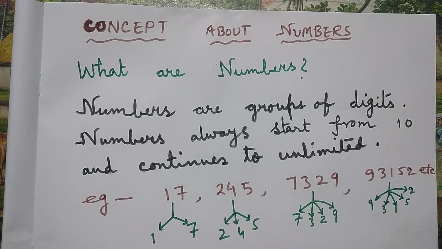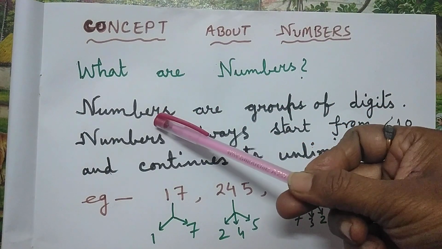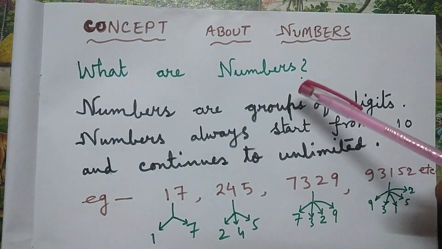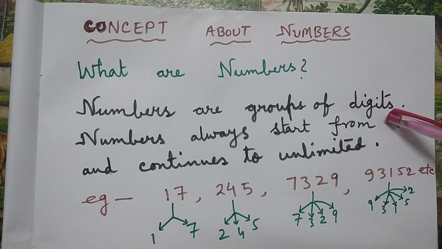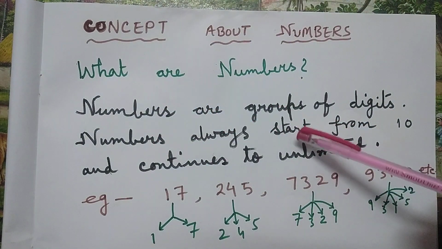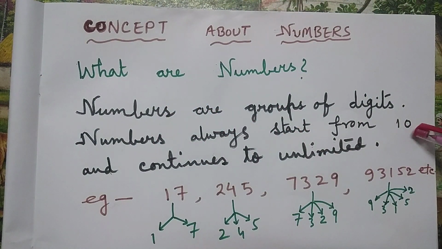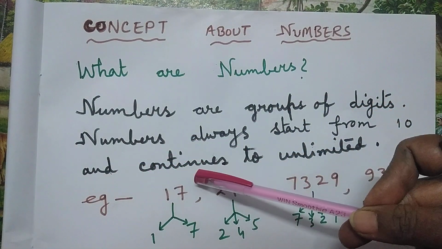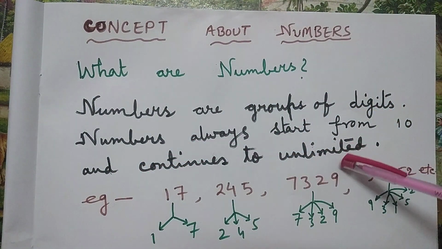What are numbers? See, children, numbers are groups of digits. Numbers always start from 10 and continue to unlimited.